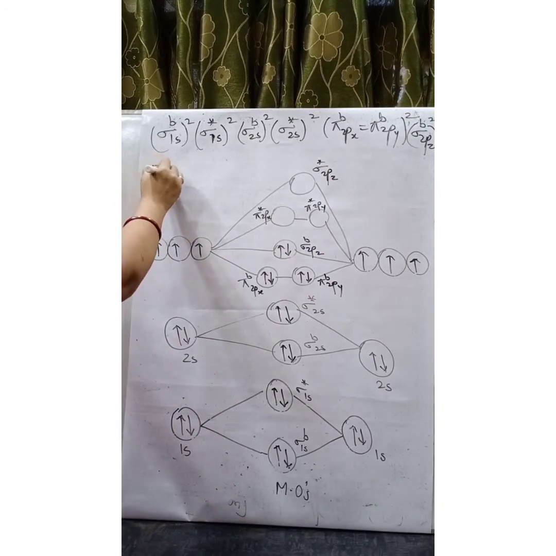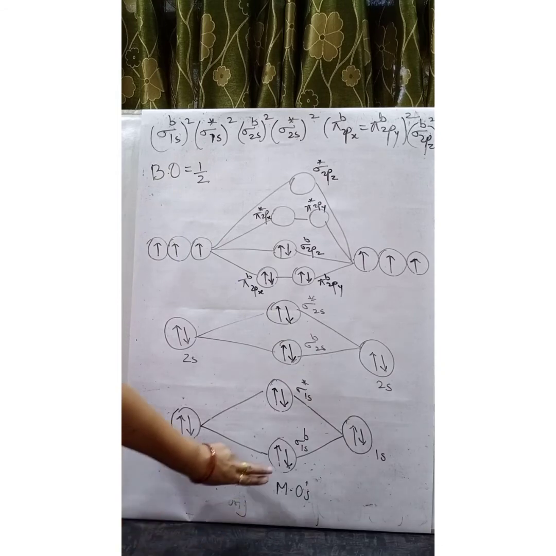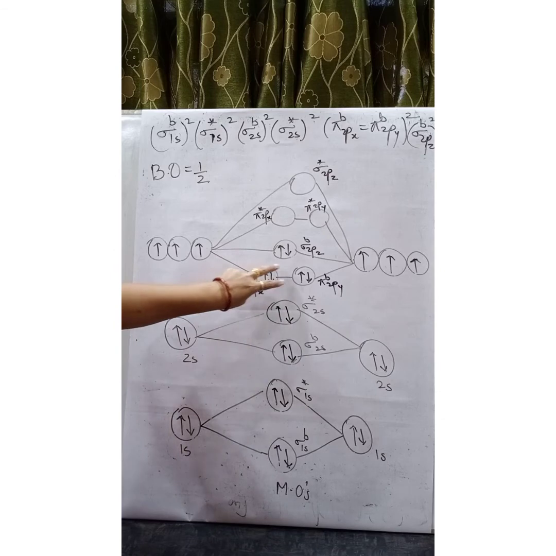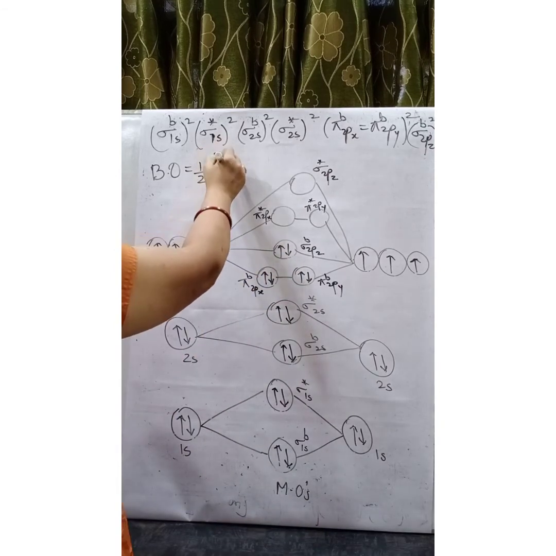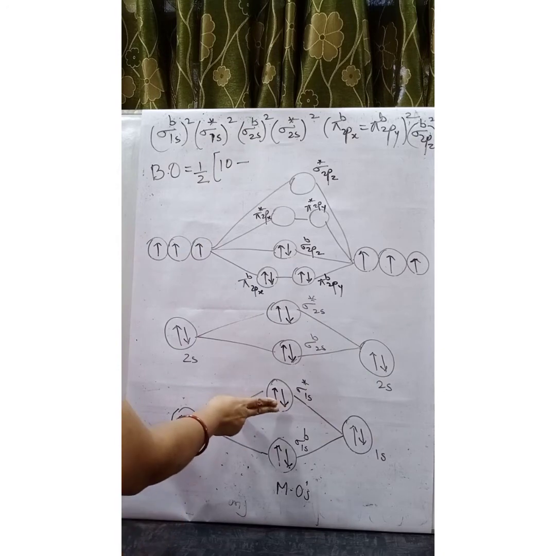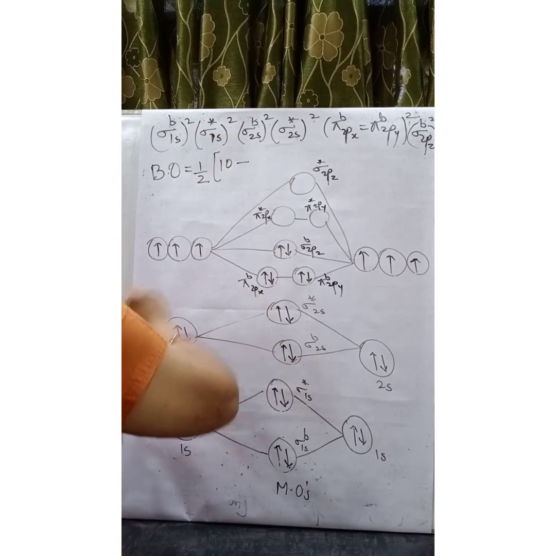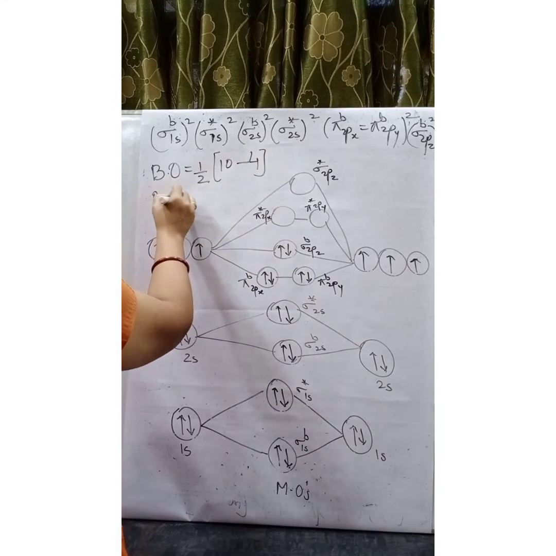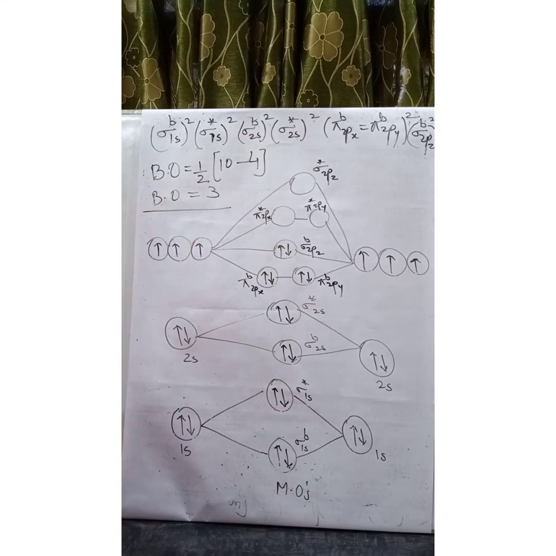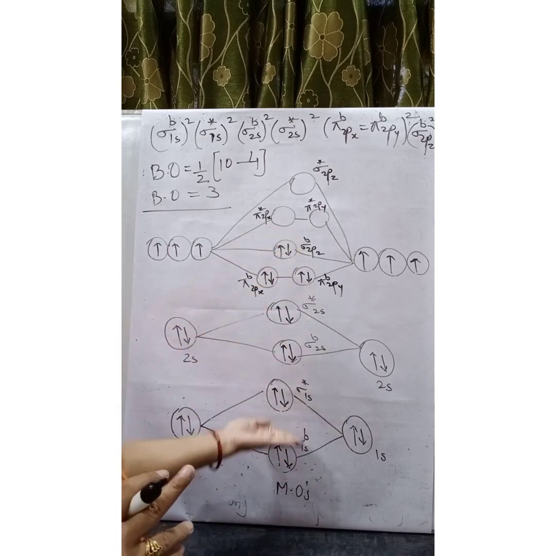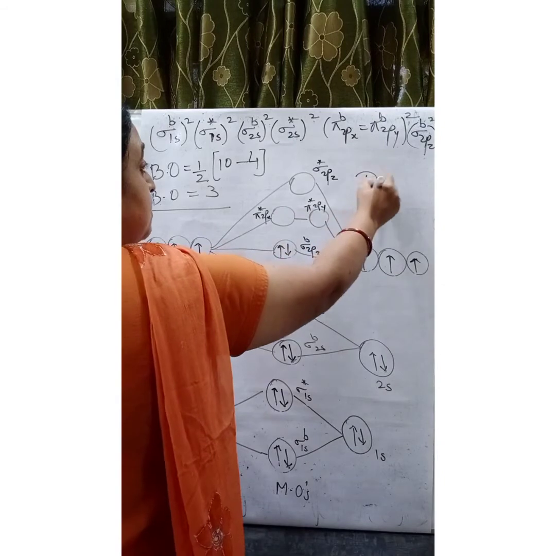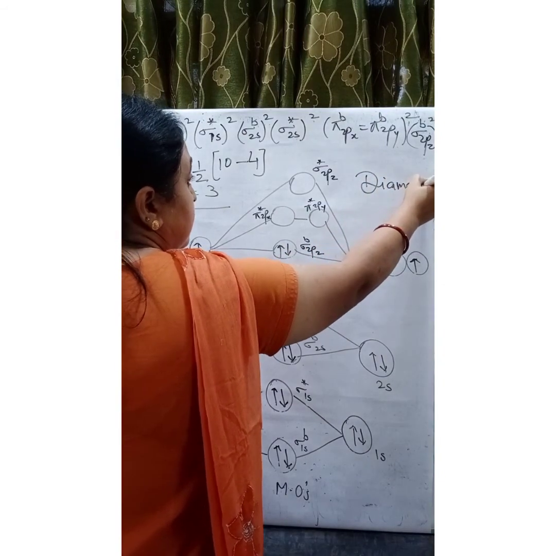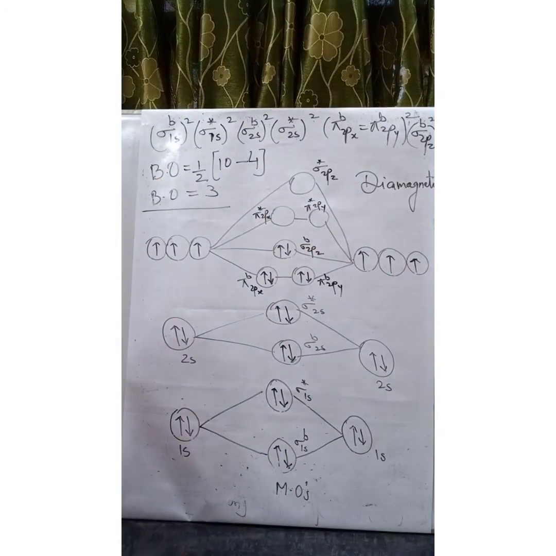Bond order we can calculate. 1/2 total number of electrons in bonding molecular orbital: 2 to 4, 5, 6, 7, 8, 9, 10. So it is 10 minus anti-bonding electrons, 2 to 4, only 4. So bond order is 3. And we also notice that nitrogen is having a triple covalent bond between each other. What about its magnetic property? If you check the molecular orbitals, all electrons are paired. So magnetic property is diamagnetic and is repelled by the magnetic field.